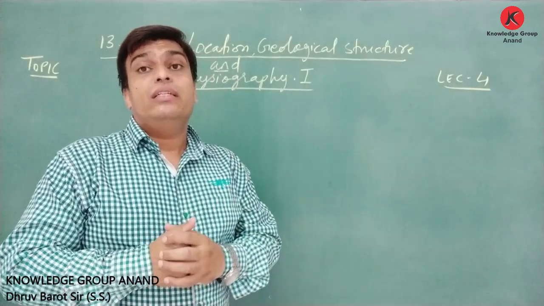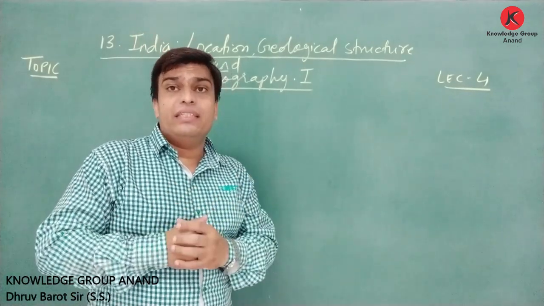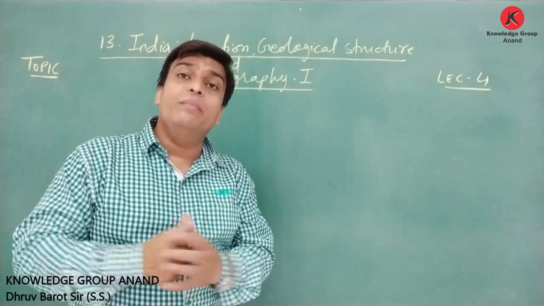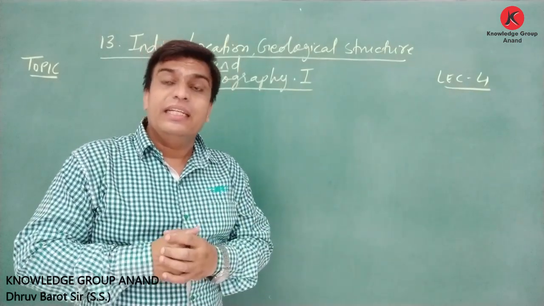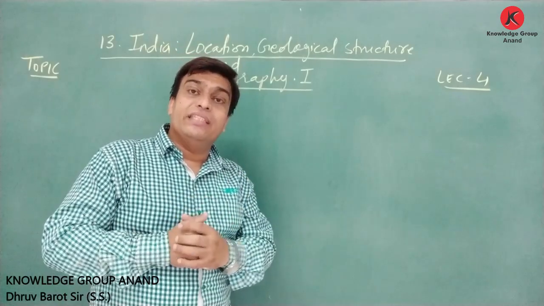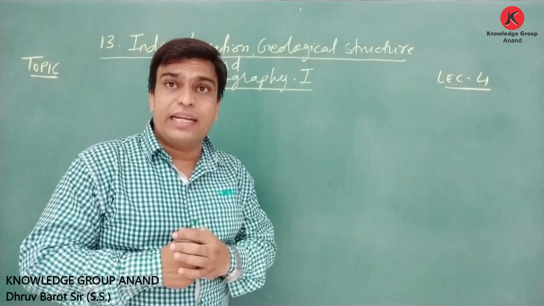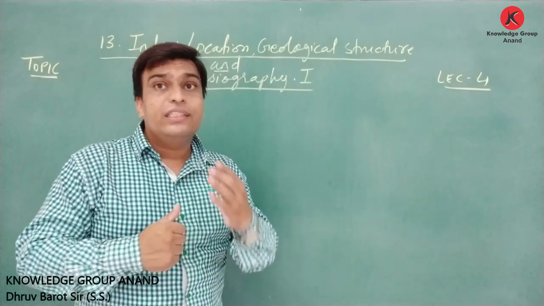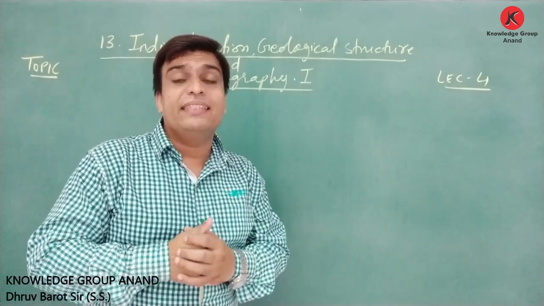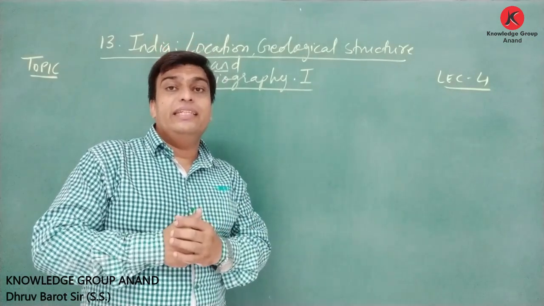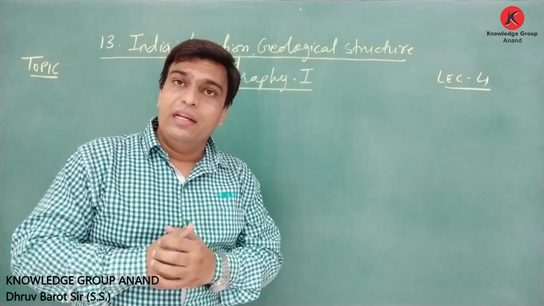While discussing the area of India, we discussed that India's area is 32.8 lakh square kilometers and it ranks 7th in the world. Area-wise, Russia stands first, Canada second, third USA, fourth China, fifth Brazil, sixth Australia, and on the 7th place area-wise India is standing with 32.8 lakh square kilometers.